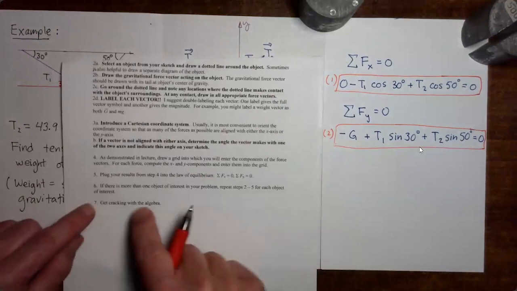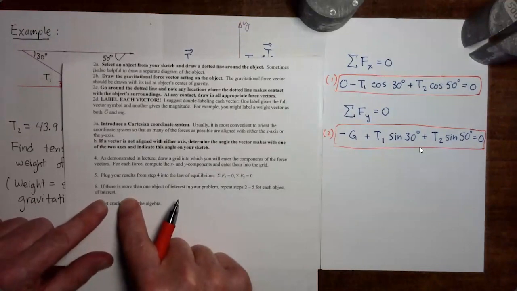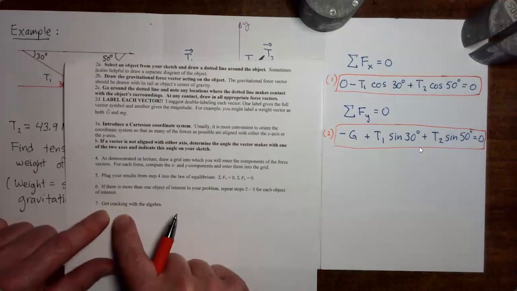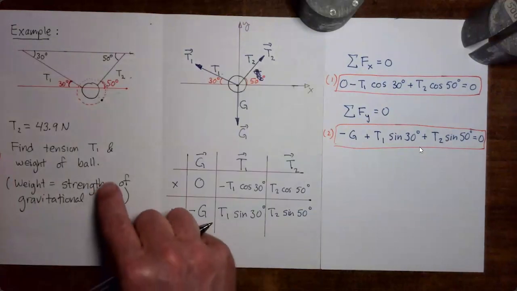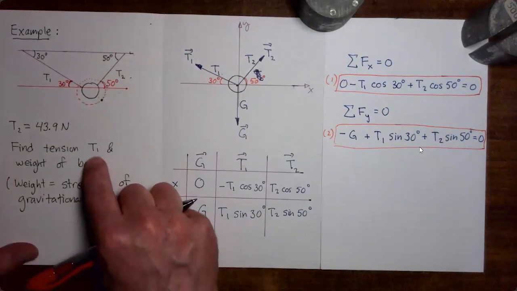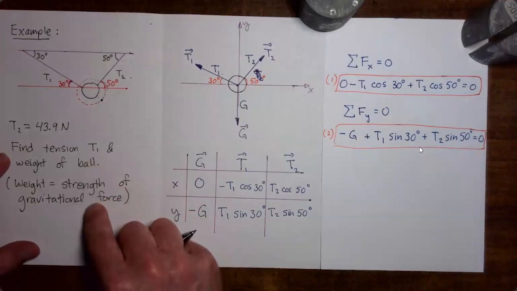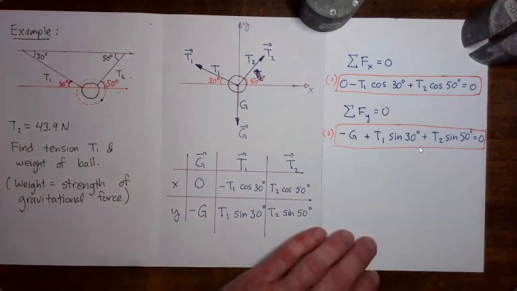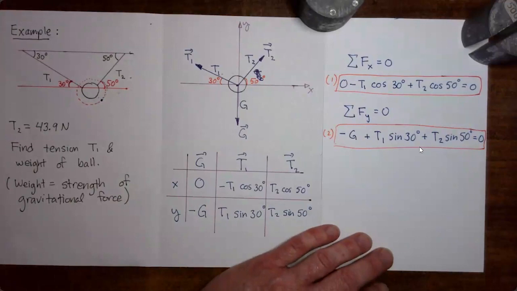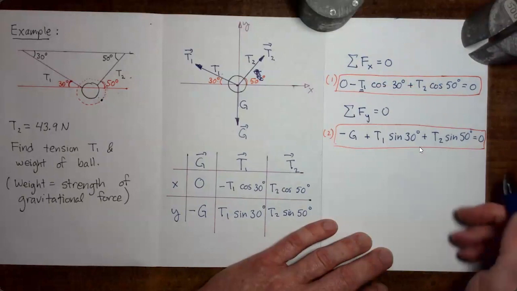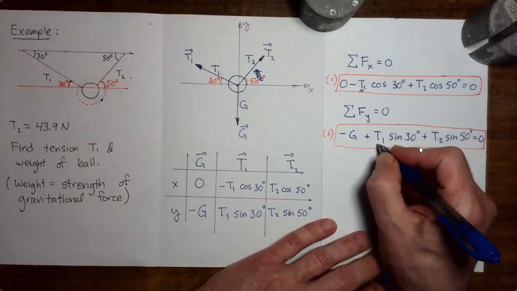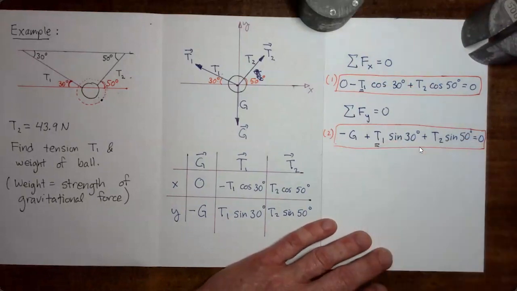All right, coming back to the handout, step 6 would apply if we had multiple objects in the problem, and we're not there yet. So let's go to step 7, get cracking with the algebra. Okay, so let's do this strategically. We're trying to find tension 1 and the strength of the gravitational force acting on the ball. So let's look at what we have in the equations here. We're looking for tension 1, which appears in equation 1 and also in equation 2. And we're looking for the gravitational force.